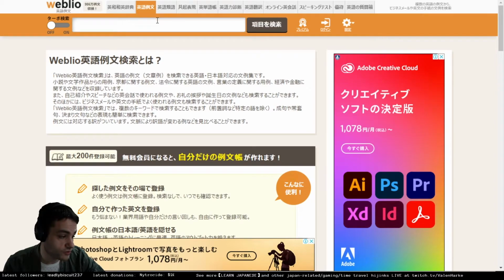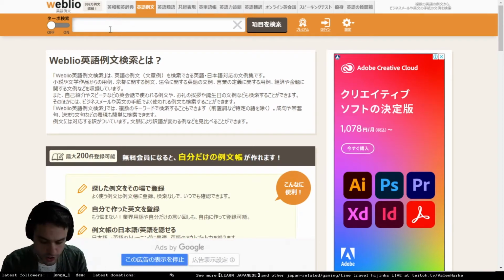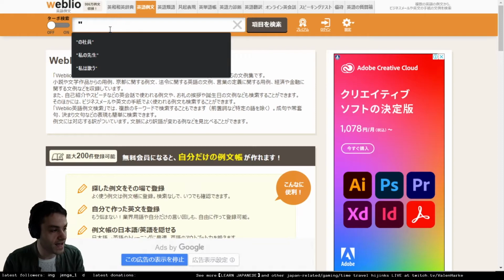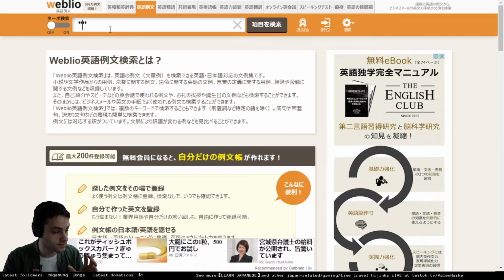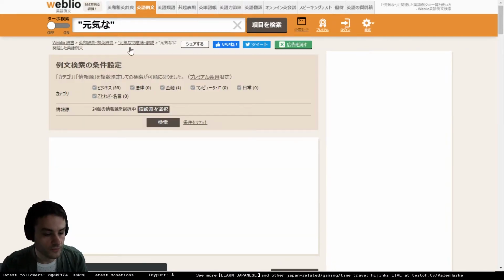As a translator, I use Weblio all the time because what you want to do in here, if you want exact, so just like Google, if you want an exact result that only contains and must contain all of the words that you've typed in, put it in between quotations. And you would type Genki na, for example. Now, why is this great?